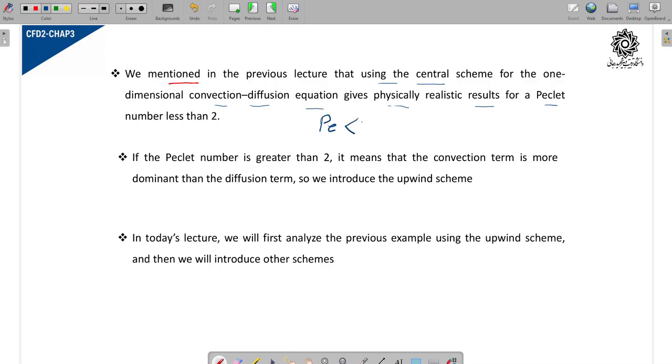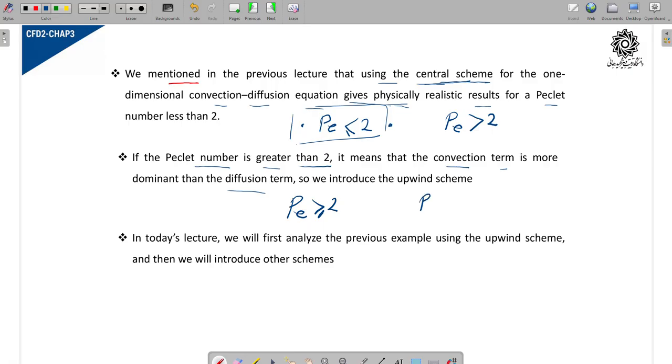For a Peclet number equal to or less than 2, the central scheme gives physically realistic results. Therefore, as mentioned in one example, if the Peclet number is greater than 2, the result is non-physical. If the Peclet number is greater than 2, it means that the convection term is more dominant than the diffusion term.